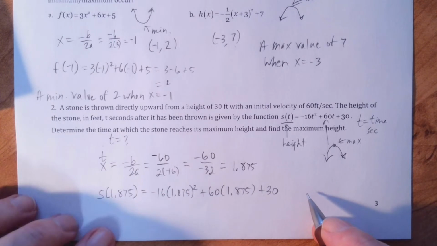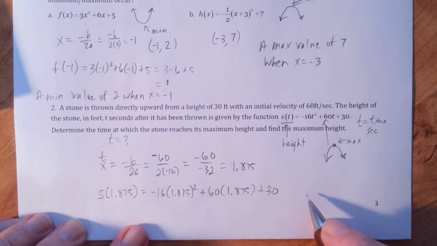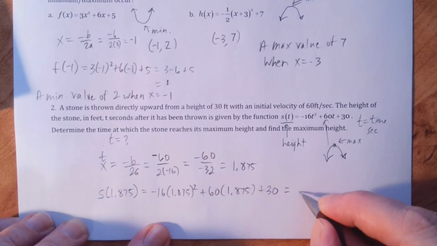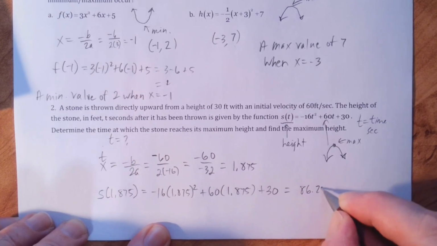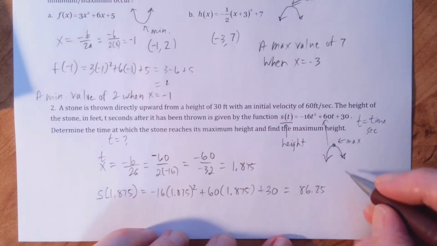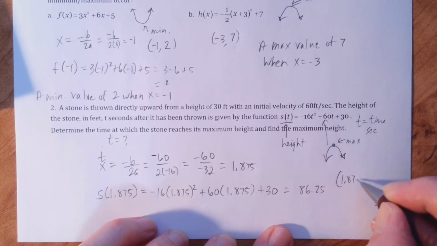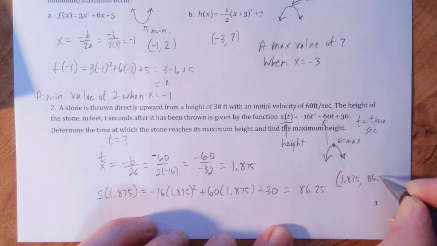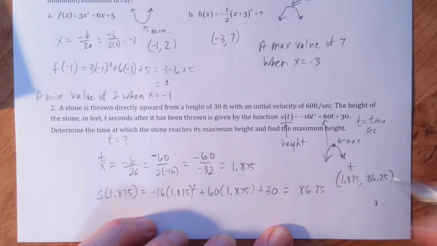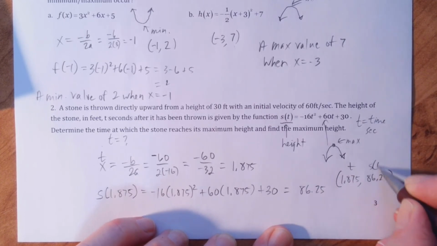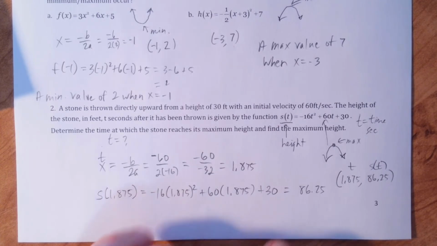All right, and then when you plug that into your calculator, you should get 86.25. So notice our vertex is 1.875, comma 86.25. This is our t value, and this is our height, which we call s of t.